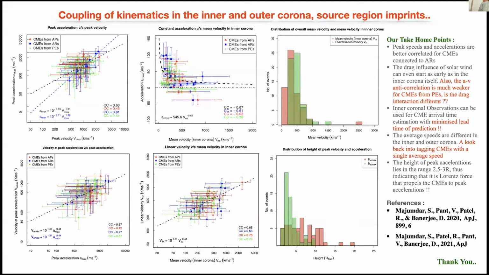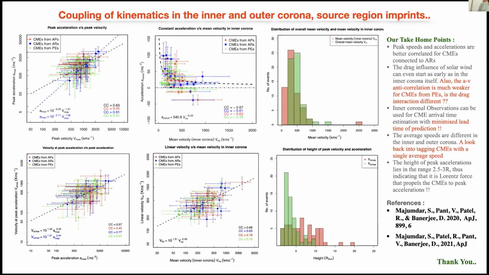But what we found from our results is that for CMEs which are connected to active regions mostly, the correlation coefficient is much higher than for the CMEs coming from the quiet filaments. What does this tell us? This tells us that the drag experienced by the CMEs connected to active regions happens much, much earlier than for the CMEs connected to the quiescent filaments. So the drag comes into play as early as in the inner corona itself. I think this is something which should be taken into account in future CME initiation models.